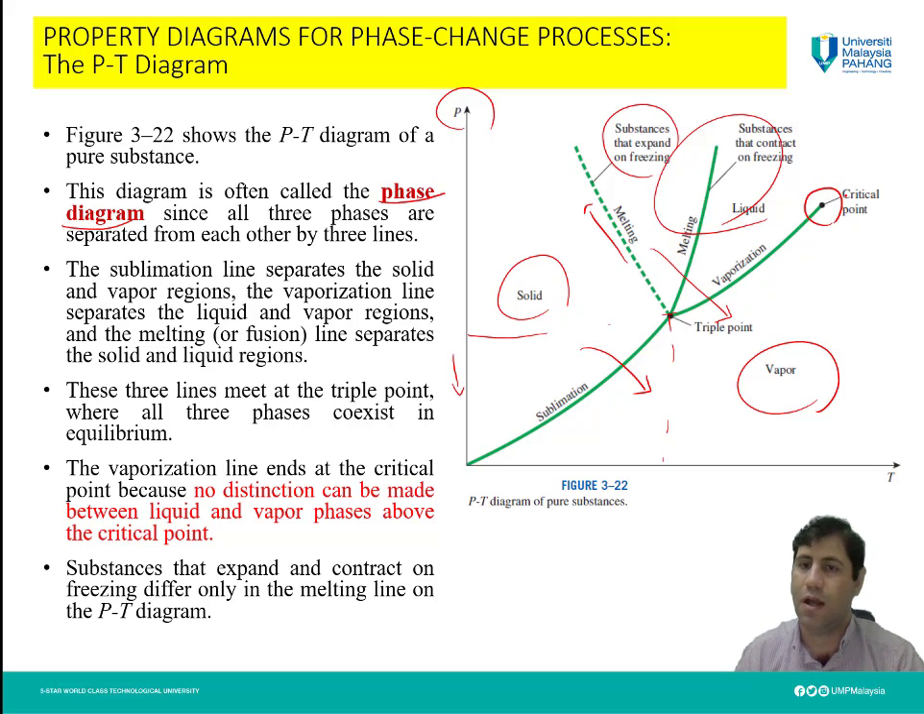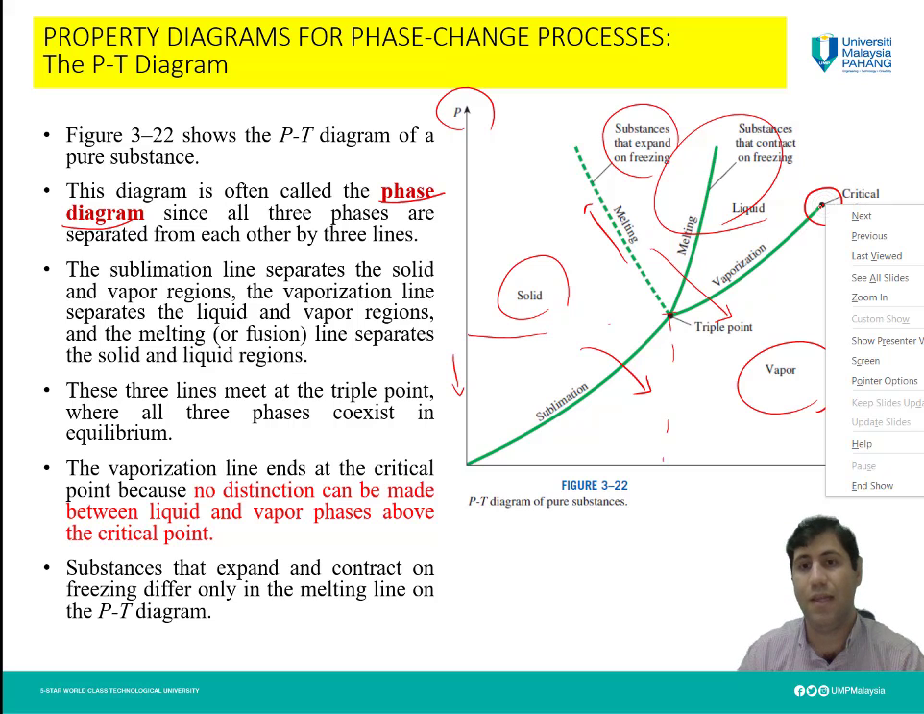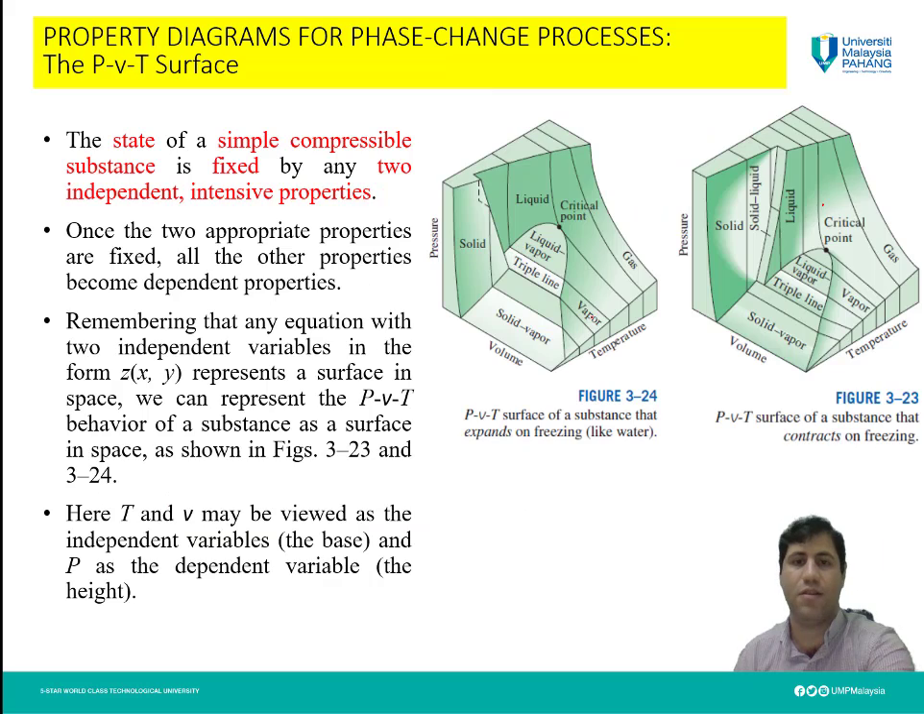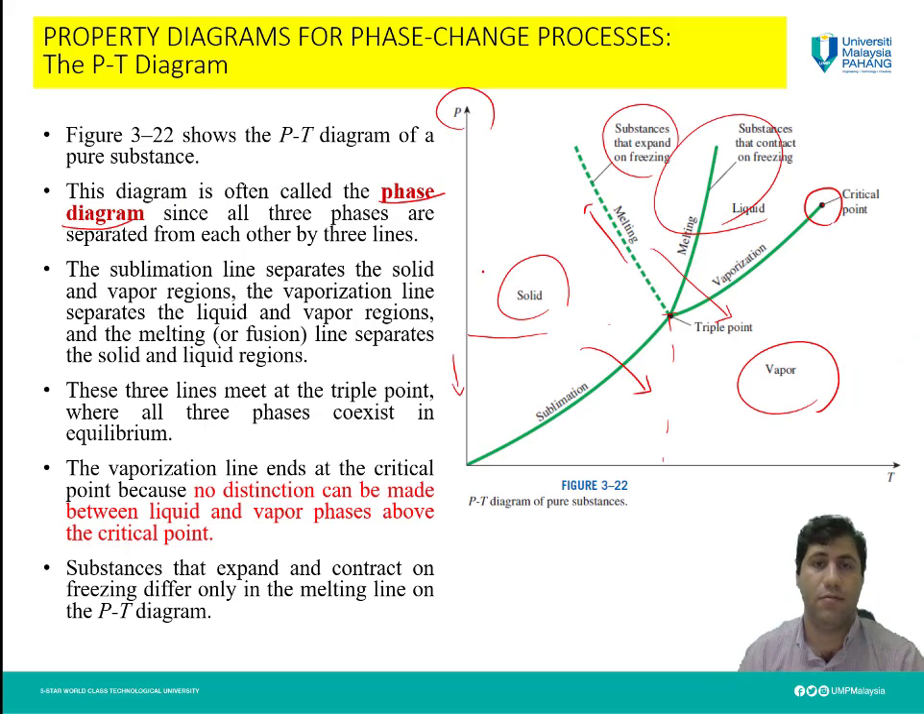So above this critical point, you cannot distinguish the phase of the substance, whether it is in liquid phase or in the vapor phase. So it ends at this point. And also I told you about these two dashed and solid lines. So I have finished our discussion about the 2D diagrams, PV, TV diagram, and also finally PT or phase diagram.